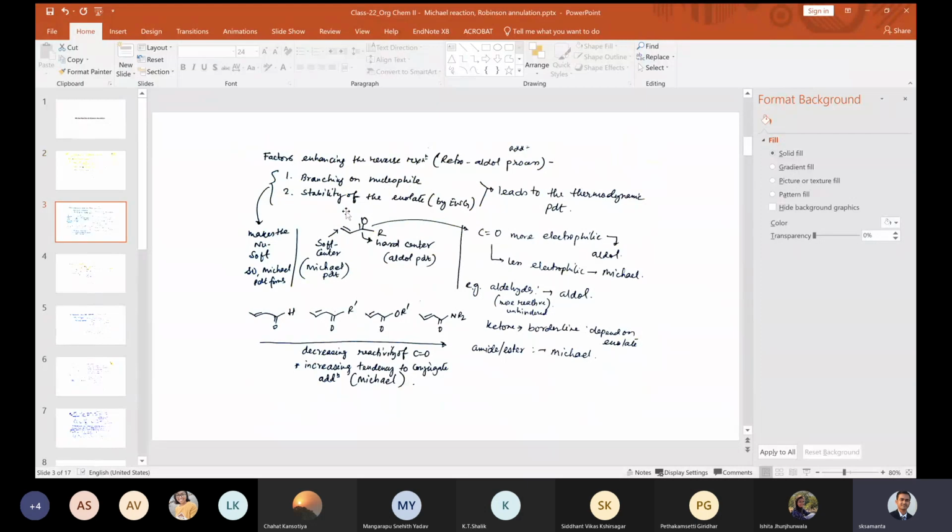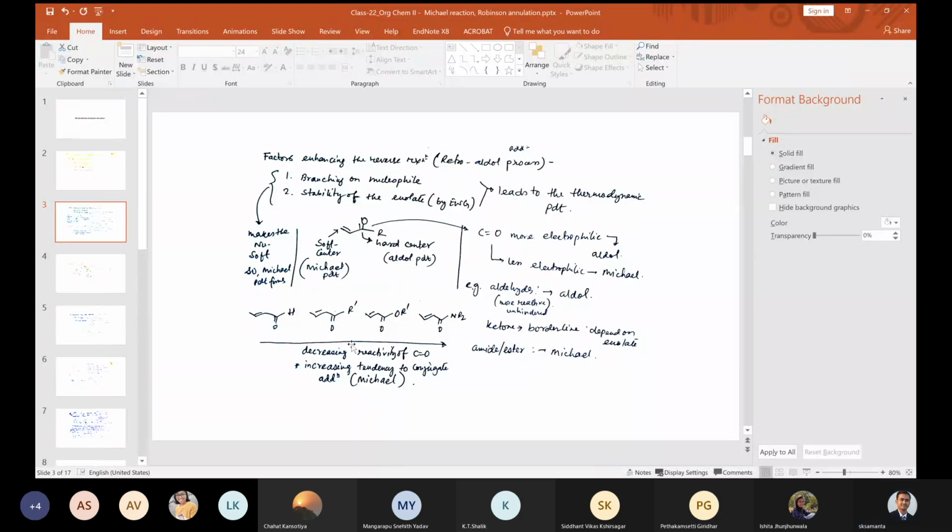One is the branching on the nucleophile. Another is the stability of the enolate. If the enolate is very stable, or if there is branching in the nucleophile, then it would like to go back to the starting material, and then again that would go to the thermodynamically controlled product. So these two factors lead to the thermodynamic product. This I have already told you. This is your soft center, which will lead to the Michael product. This is your hard center, which will lead to the aldol product.